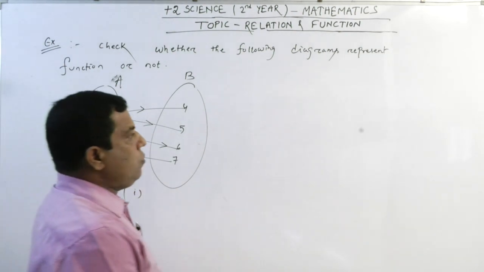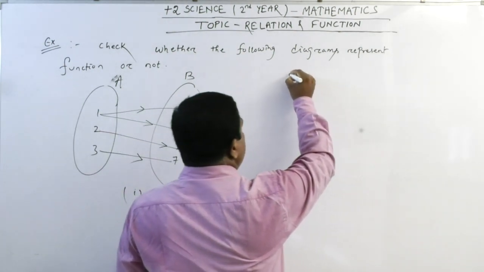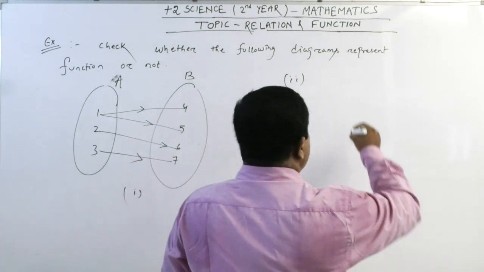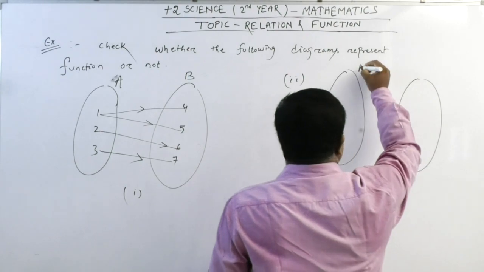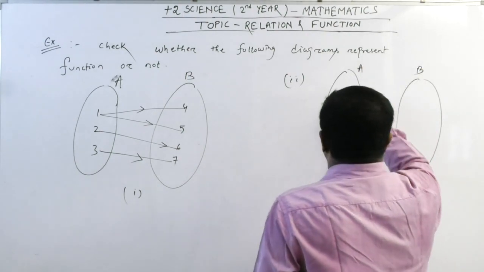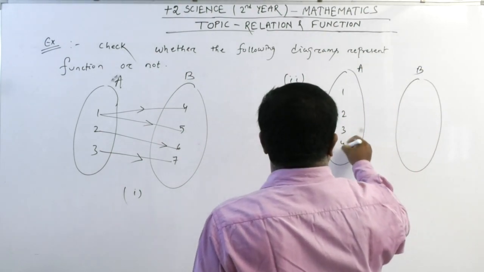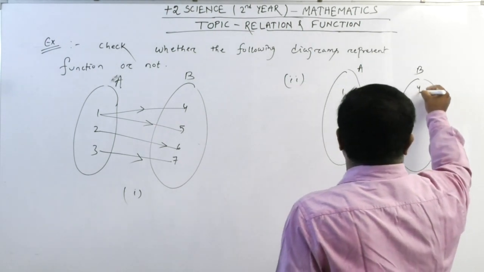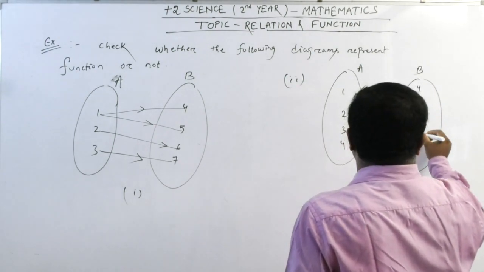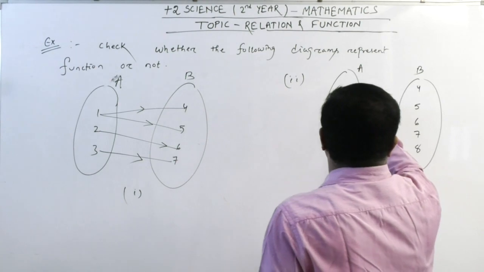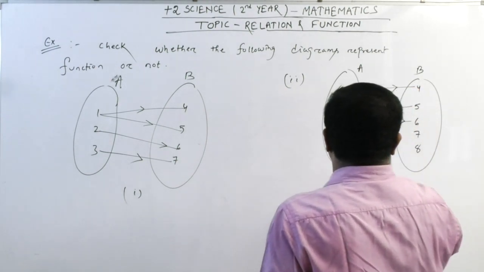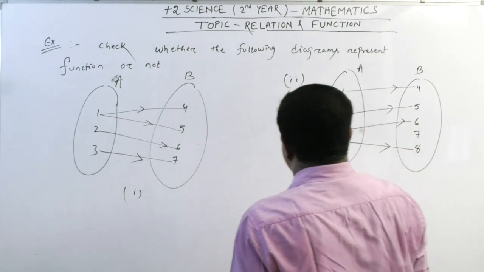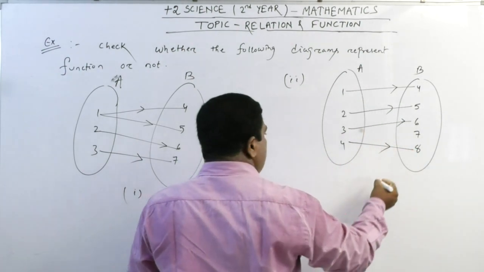Now we go for the second one, and then we will check which of the relations from A to B are functions or not. Suppose A is 1, 2, 3, 4, and B is 4, 5, 6, 7, 8. 1 is connected to 4, 2 is connected to 5, 3 is connected to 6, and 4 is connected to 8. Suppose this is diagram 2.